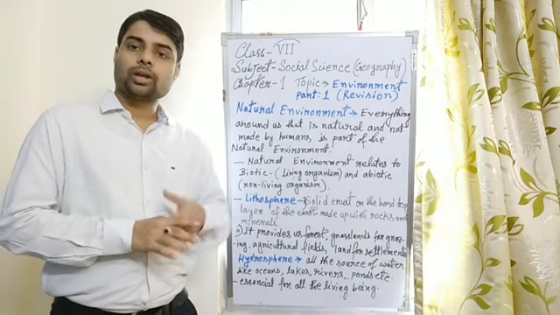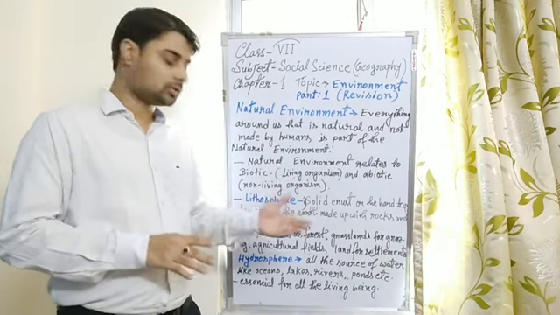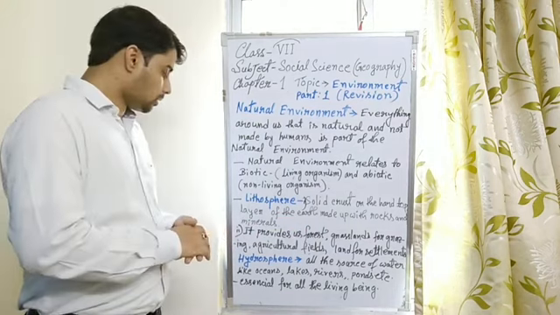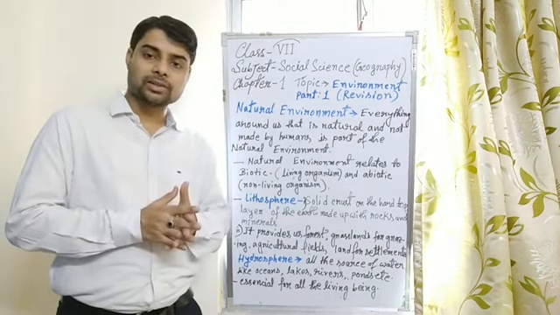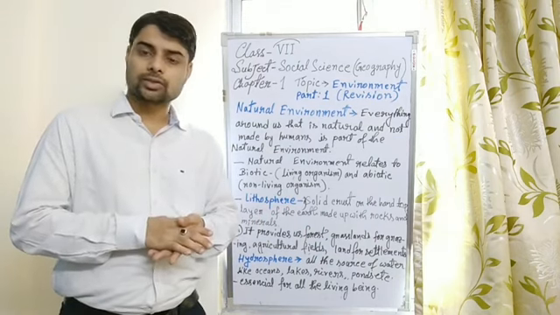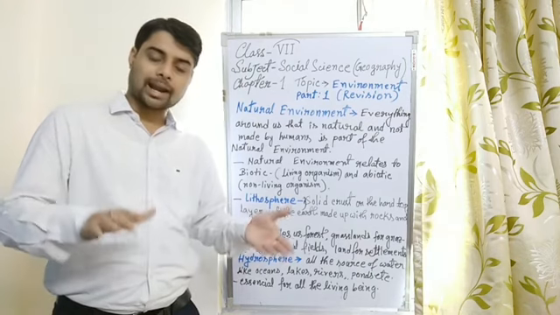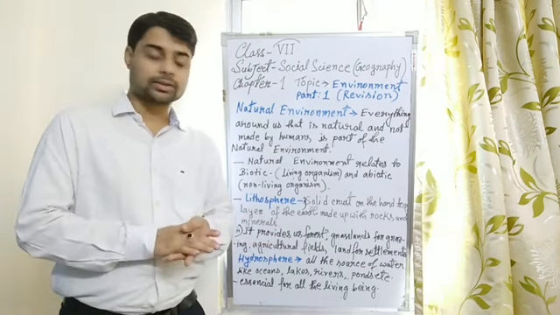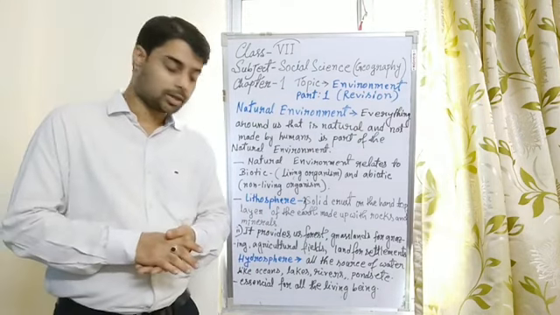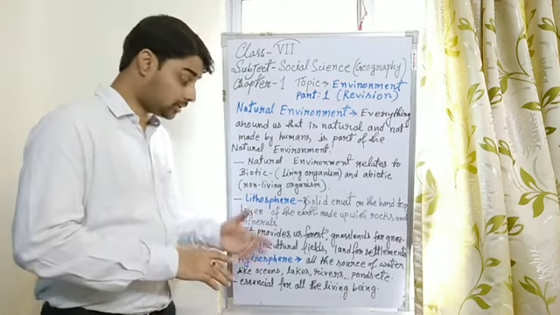And we have already known that all the mountains, river valleys, plateaus and plains consist of lithosphere, as well as the land masses situated under the oceans and seas. All these are also part of lithosphere. Now we will discuss the next component of the natural environment, that is hydrosphere.